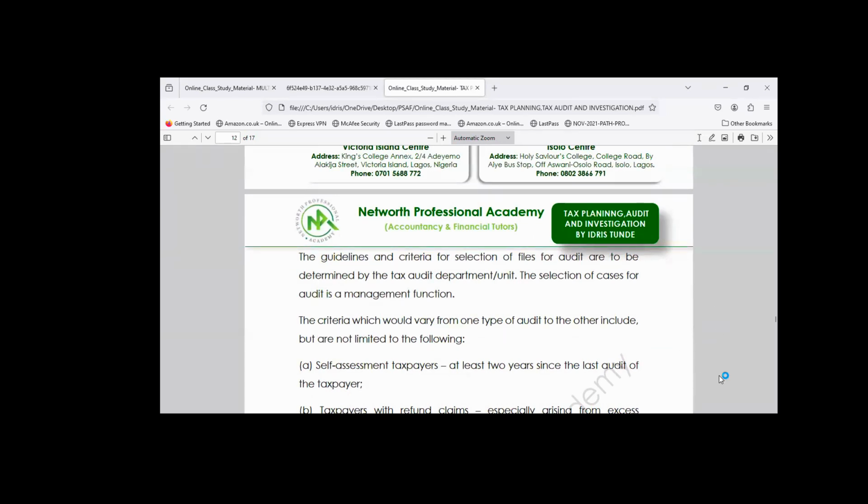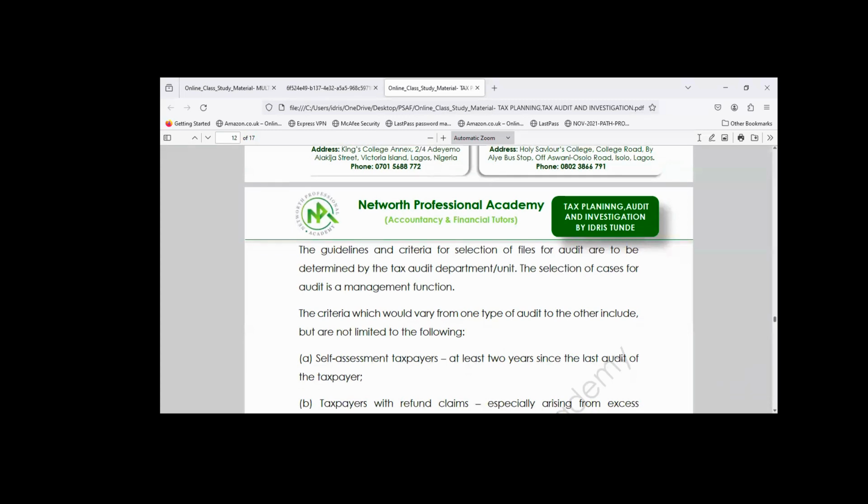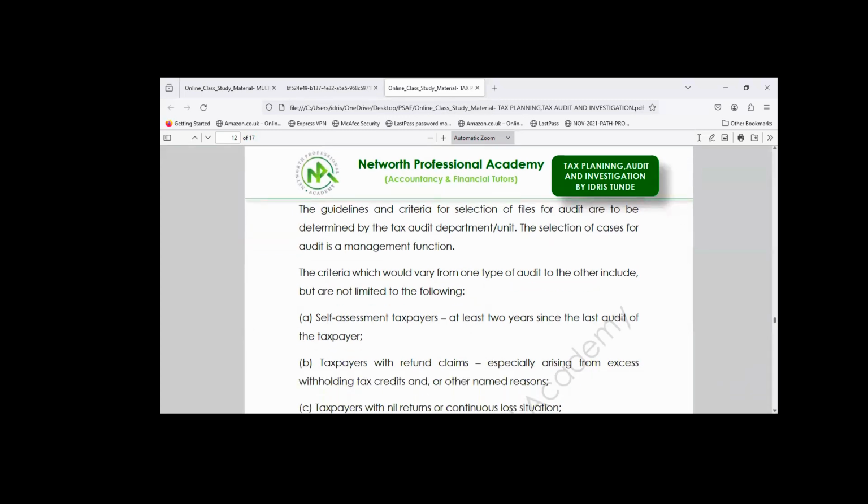One of the criteria is you look at the self-assessment return. Which taxpayers have submitted their self-assessment return? If any company has not filed their self-assessment return as at the due date, which is 30th of June of the following year, it means you can write a letter to them that you want to go and do a tax audit, and you go to their premises.